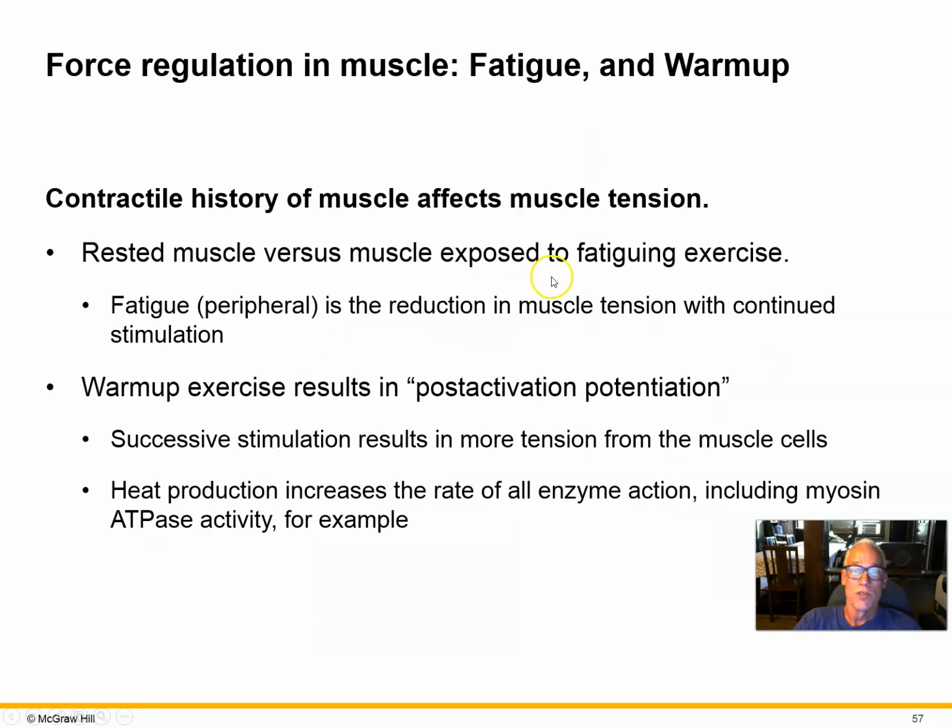The contractile history: how does that influence tension? Well, it turns out that if you warm up a muscle, it produces more tension with each successive stimulation. Even if you wait for all the calcium to be pumped away in between each stimulation, warming up the muscle will increase the tension. It's called post-activation potentiation. Potentiation just means an increase in something, bringing into being an increase.